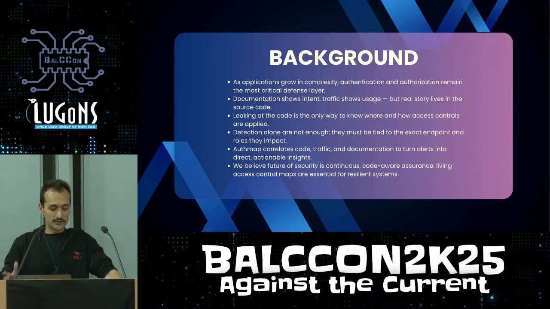So with AuthMap, what we try to do is correlate code, traffic, and documentation. We take all these three different sources, and then we try to turn the security alerts into actionable insights that are actually useful. We believe the future of security is continuous code-aware assurance, and living access control maps are essential for these resilient systems. So what we're really hoping to get out of this is that the context of the finding that the security tool fires is correlated and matters.